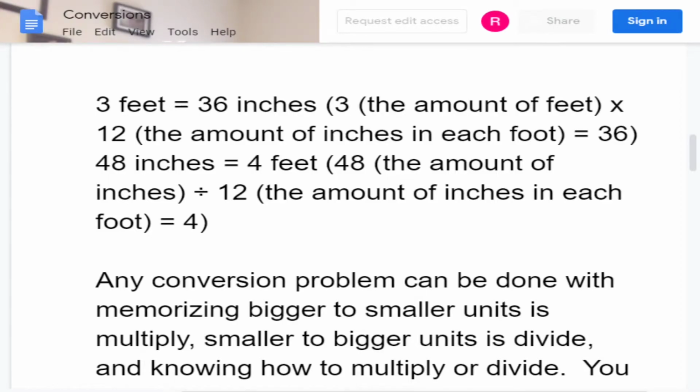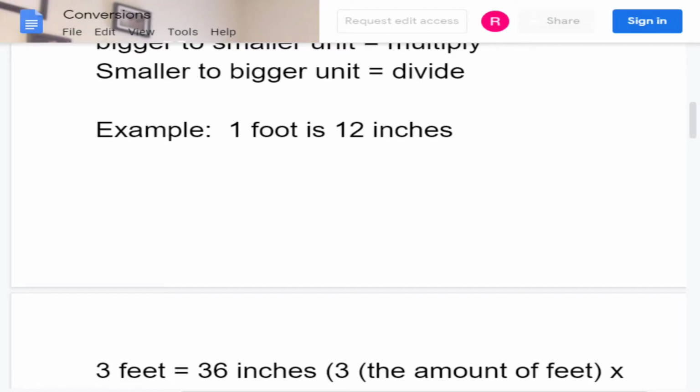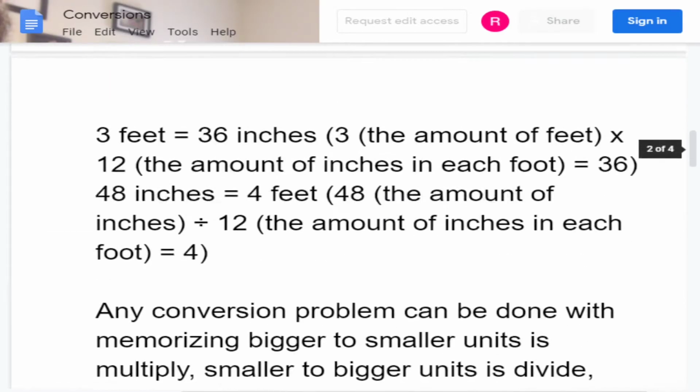48 inches equals 4 feet. So now we're going from a smaller unit, inches, to feet, which is a bigger unit. So smaller to bigger, we have to divide, right? So 48, which is the amount of inches, divided by 12, which is the amount of inches in each foot. So all you're multiplying or dividing by is, in this case, 12, or in any other case, what one of the bigger units is equal to in the smaller units. So for feet it's 12 inches, right?